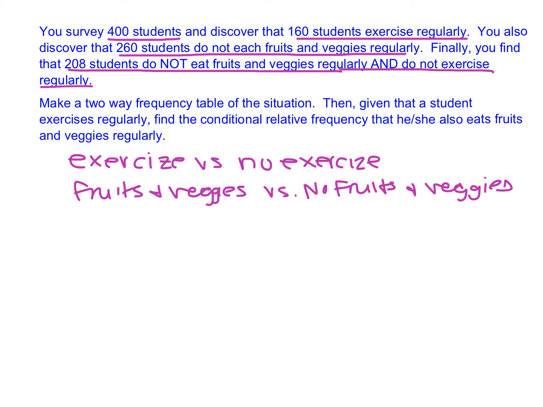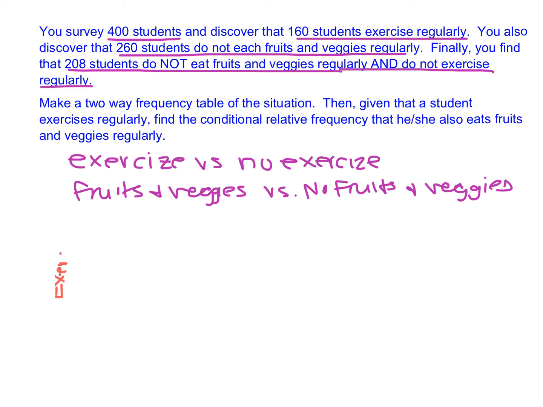So here it's saying make a two-way frequency table of the situation. Then, given that a student regularly exercises, find the conditional relative frequency that he or she also eats fruits and vegetables regularly. So I'm going to start by making my table, which I'm going to put in here.